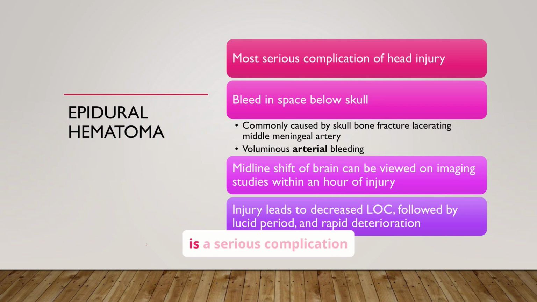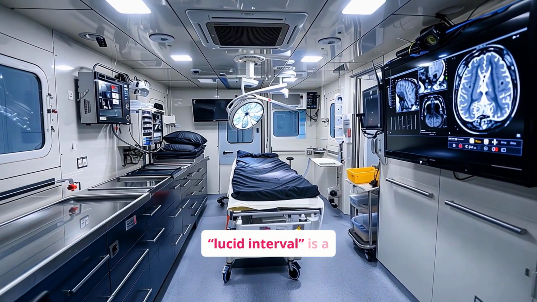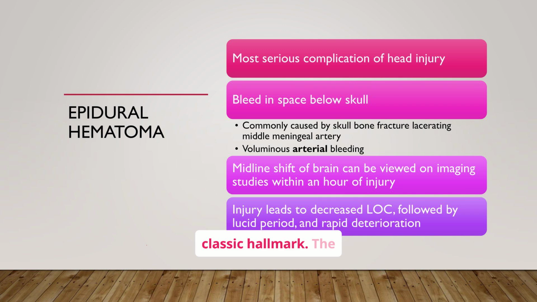Epidural hematoma is a serious complication of head injury. It involves bleeding between the skull and the dura mater, often due to a fractured skull lacerating the middle meningeal artery. Rapid deterioration can occur with decreased LOC followed by a lucid period. That lucid interval is a classic hallmark. The person might get up and talk, only to collapse suddenly later, a red flag for immediate imaging and surgery.